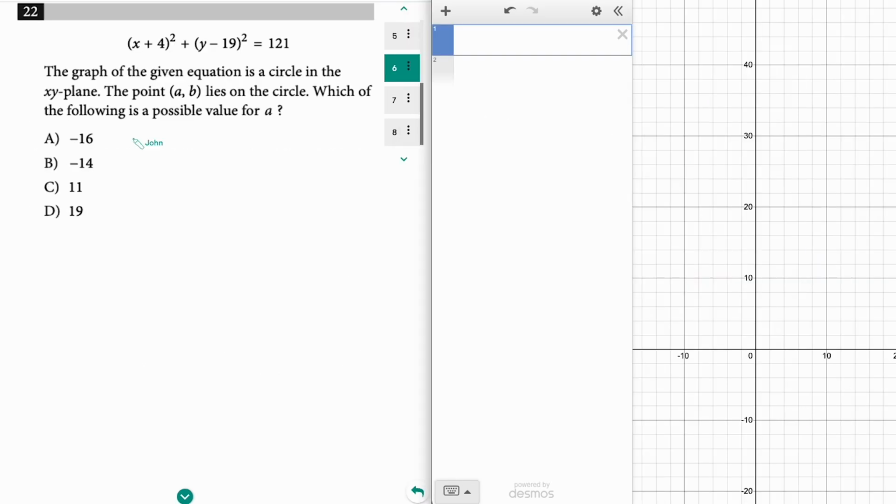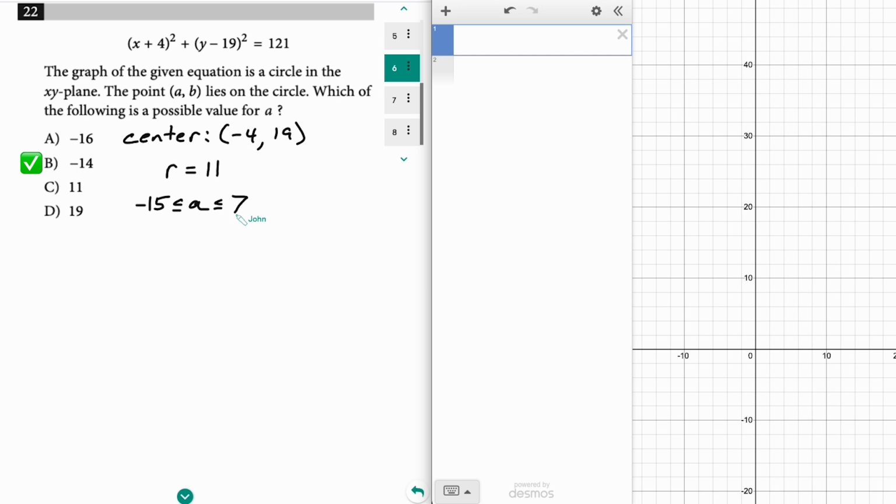The graph of the given equation is a circle in the xy plane, and the point AB lies on the circle. Which of the following is the possible value of A? The center of the circle must be -4, 19, and the radius is 11, which means that A must be between -15 and 7, and answer choice B gives us the only option in that range.